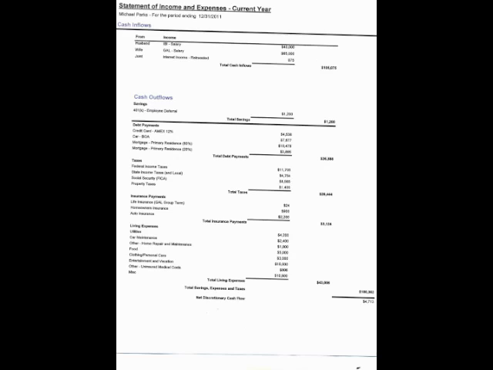And as you look down, you can see the salaries, cash outflows with debt payments, taxes, insurance payments, and your living expenses. And at the bottom, we come to a net discretionary cash flow of $4,713.